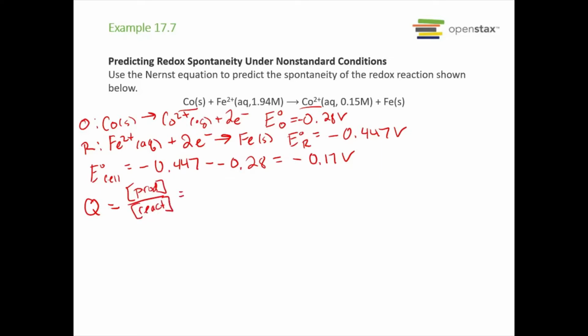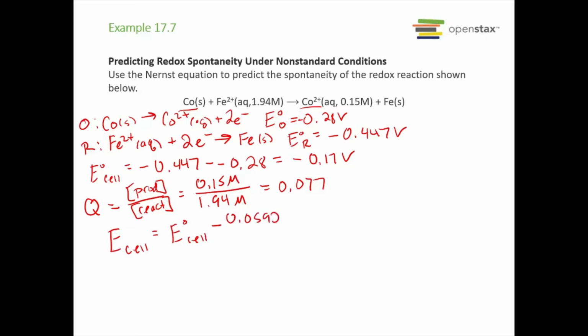So in this case, the cobalt 2+ is our product. That's 0.15 molar over reactant of 1.94 molar. And so that is 0.077 for Q. So then the potential of our cell is equal to the standard potential minus 0.0592 volts over n, which in this case n is equal to 2. We can see those 2 electrons, times the log of Q.